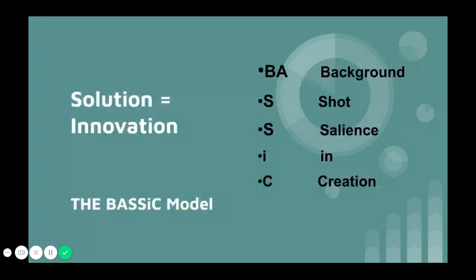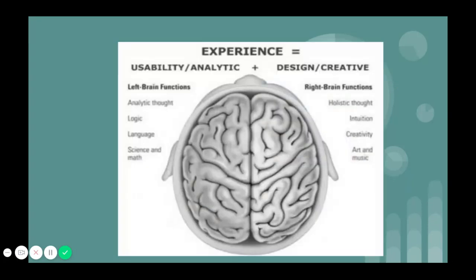What was the innovation? So we came up with the BASIC model where the letter B stands for background, A is for shot, S is for salience, I is for integration, and finally the letter C stands for creation.